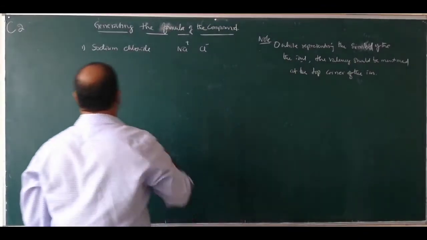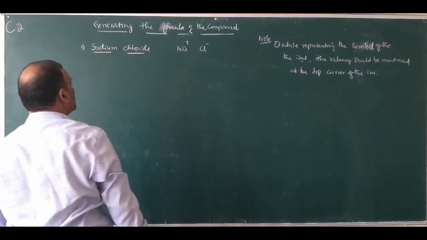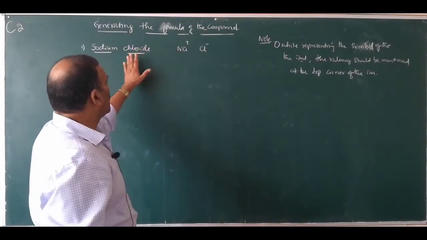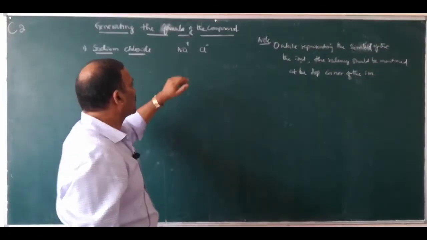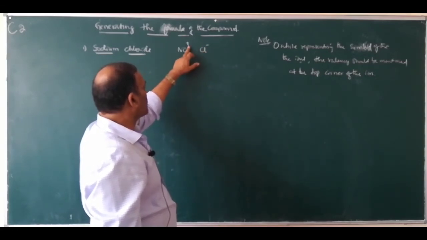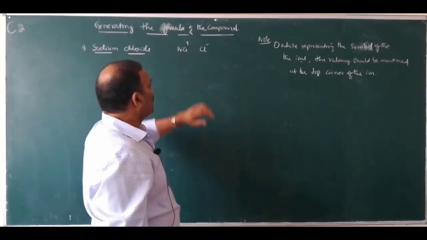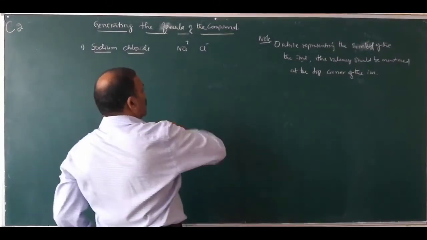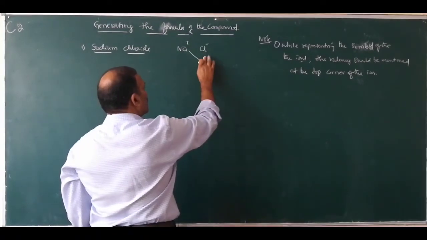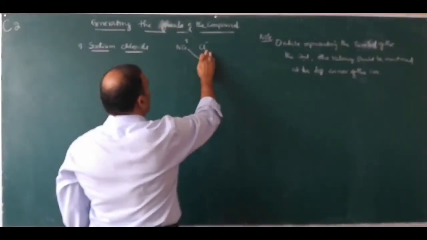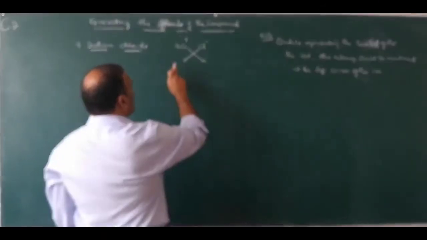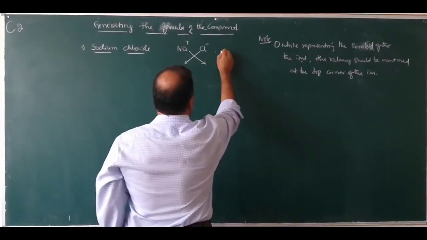Say for example, if I want to write the formula of sodium chloride, write the symbol of the cation of sodium and the anion of chloride, and then write their respective charges. Sodium carries 1 positive charge, chlorine carries 1 negative charge. So you have to write the valency of sodium ion under the chloride ion. You have to write the valency of chloride ion under sodium ion. Therefore, what is the formula?